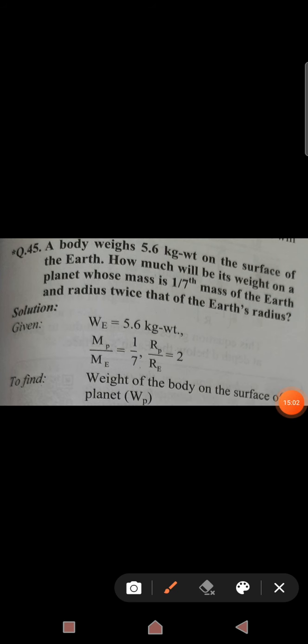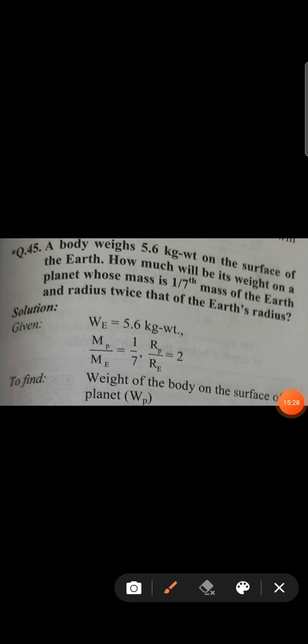Friends, now we'll move to the next question. The next question is a very important one, and it is asked in different competitive examinations like the CET, JEE and the NEET examination. This is also based on the relation small g is equal to GM upon r square. What is small g? Small g is the acceleration due to gravity.